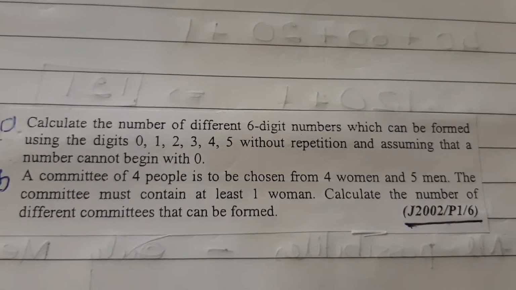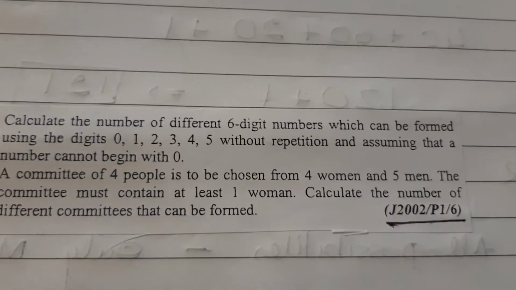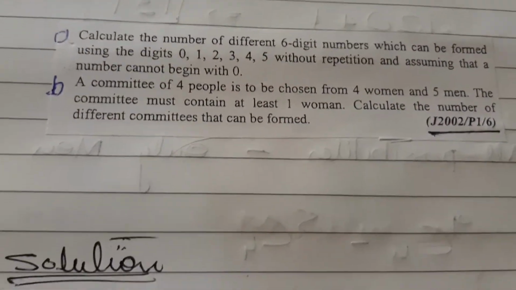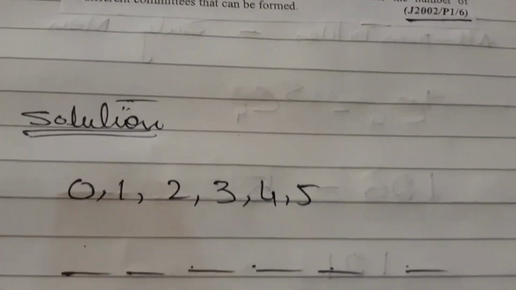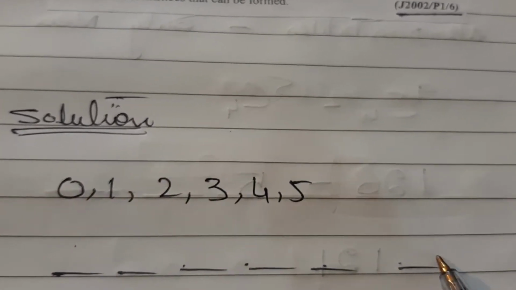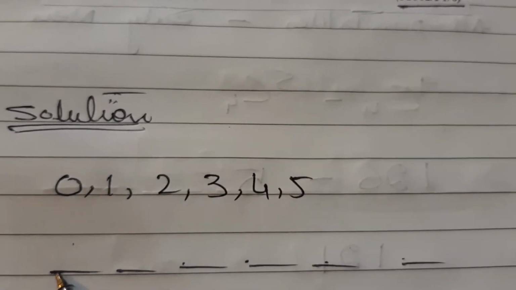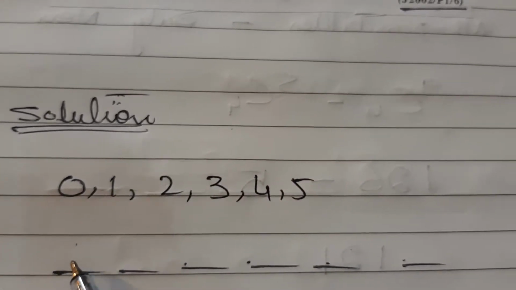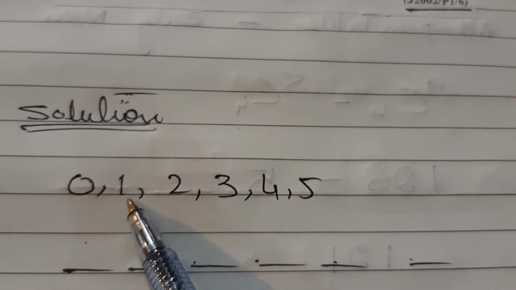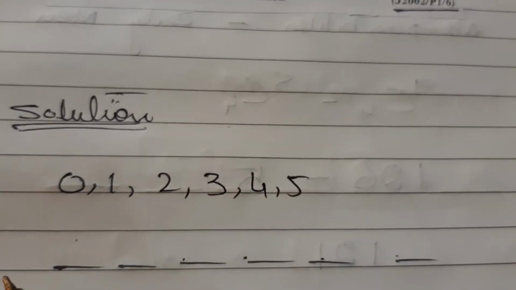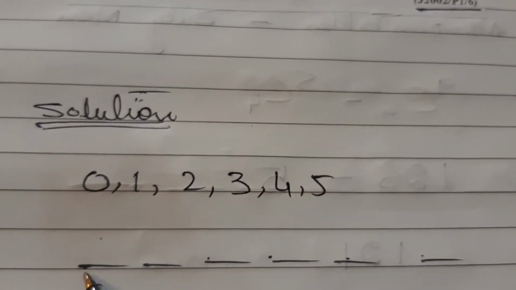So what should be a technique? Can you think? Let's see. Suppose I am making 6 blanks. You can see here 1, 2, 3, 4, 5, 6. Now the condition is that the first digit cannot be 0. So how many digits can come here? From 1 till 5. So you have 5 possibilities for this position.